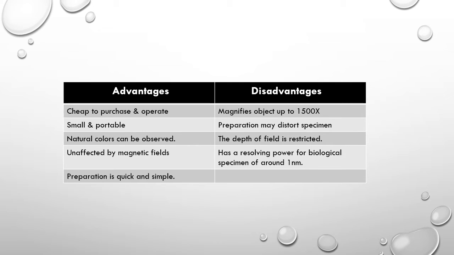Advantages and disadvantages of the light microscope: cheap to purchase and operate, small and portable, natural colors can be observed, unaffected by magnetic fields, preparation is quick and simple. Disadvantages of the light microscope: it magnifies objects up to 1500 times only. Preparation may distort the specimen. The depth of field is restricted. It has a resolving power for biological specimens of around 1 nanometer.